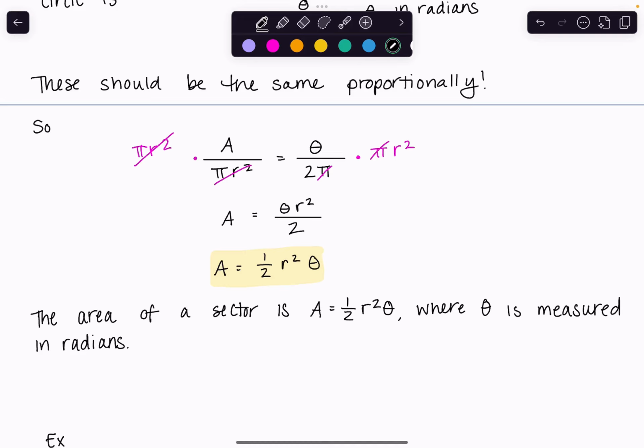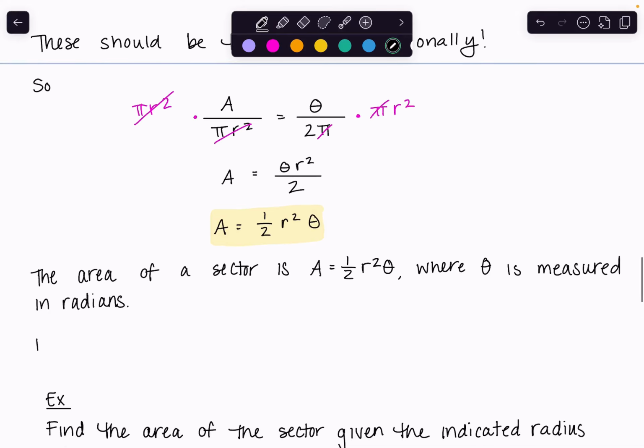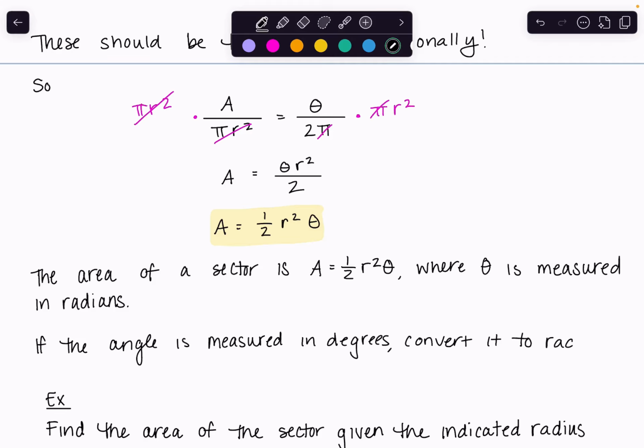If theta is not measured in radians, you've got to convert it. You can absolutely come up with another formula for this, but I don't like memorizing another formula. Instead, just put it into radians. So if the angle is measured in degrees, just convert it to radians. No need to memorize a second, more complicated formula, okay?